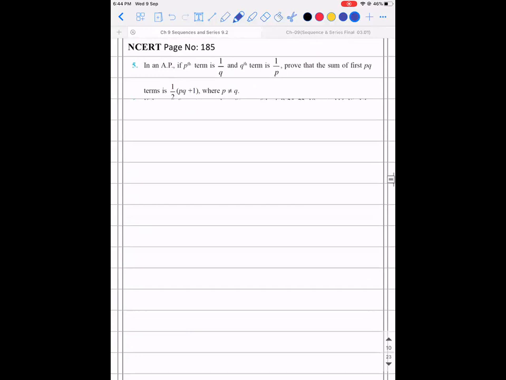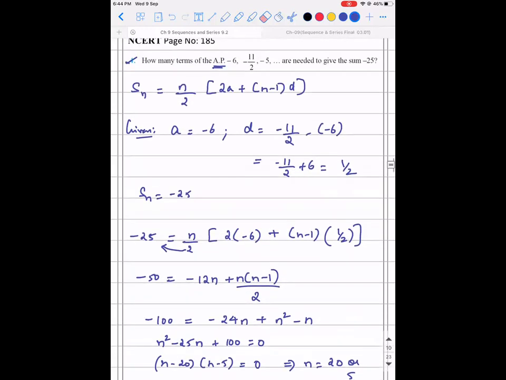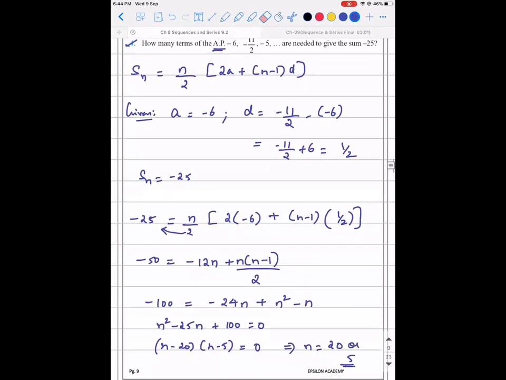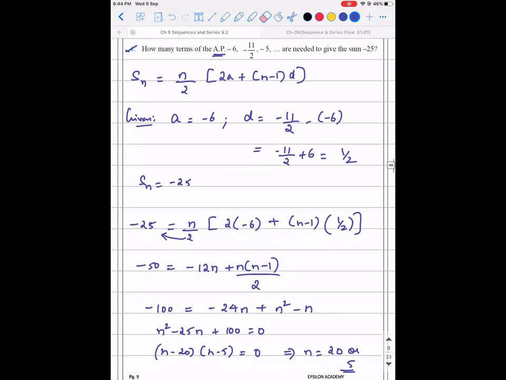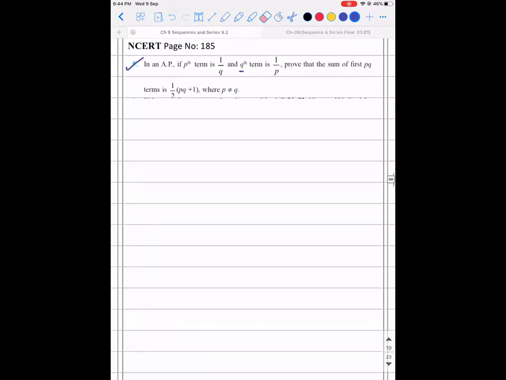So let's try solving this one. In an AP, the pth term is 1 by q and the qth term is 1 by p. Prove that the sum of the first pq terms is 1 by 2 into (pq plus 1). I think we studied this sum last year, sir. Yes, sir. It's last year's RD Sharma also. Okay.